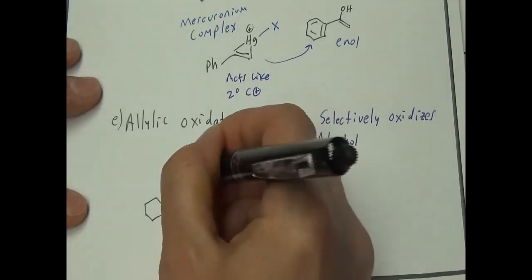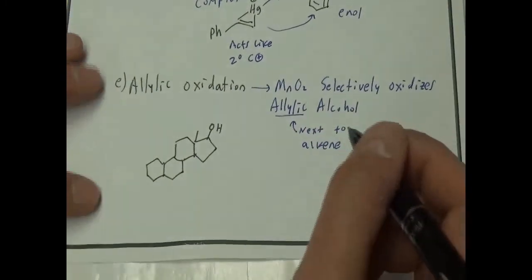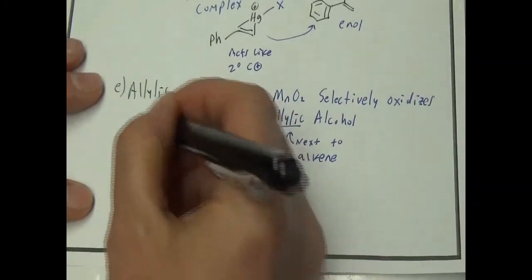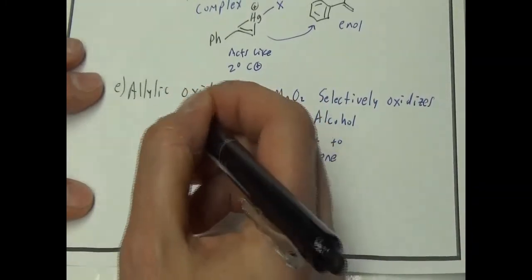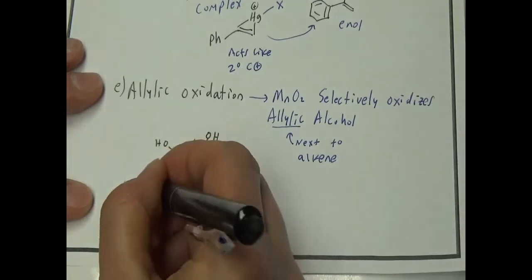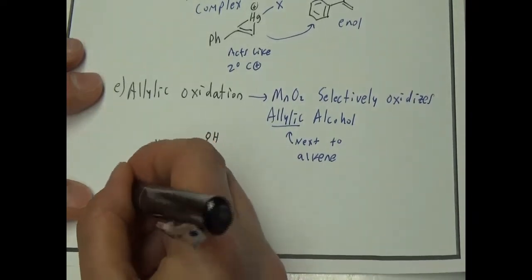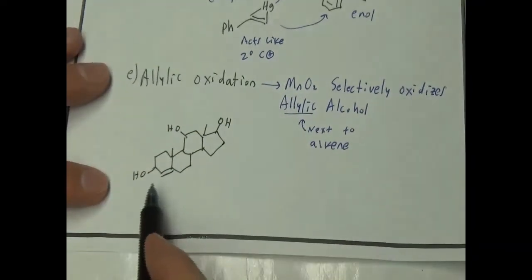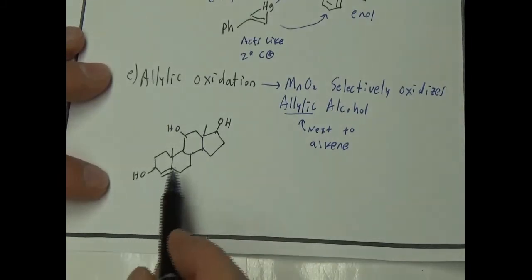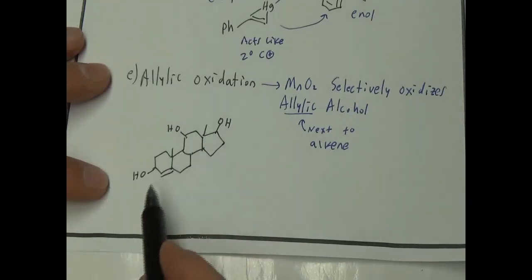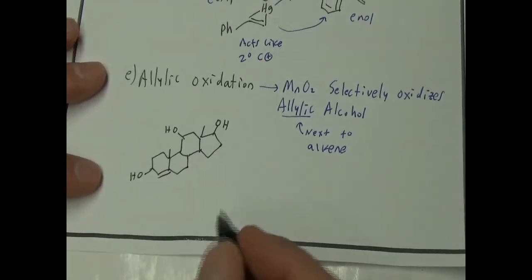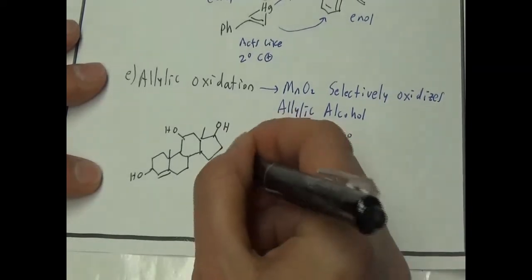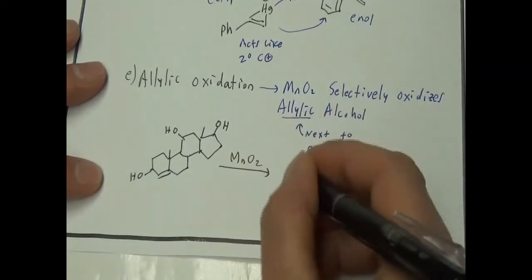OH, methyl, OH, methyl, alkene, OH. So now you see the allylic alcohol. That's the allylic alcohol. We have two non-allylic alcohols and one allylic alcohol. And we do MnO2. So what's the product going to look like?